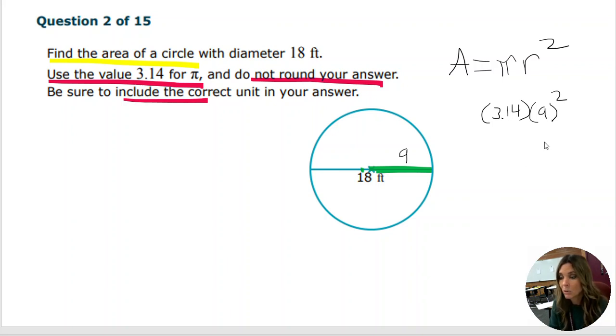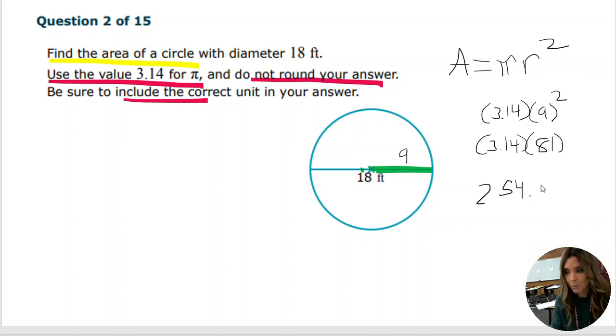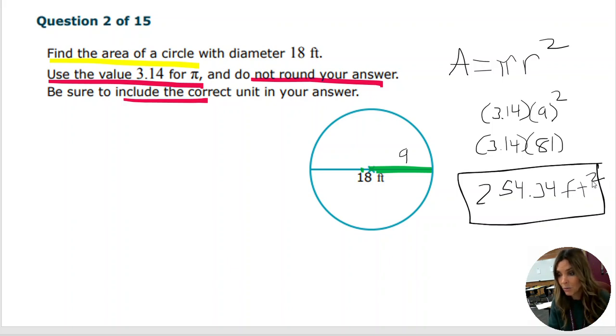So 9 squared, that's 9 times itself twice. 9 times 9 is 81. And then we're going to multiply that with 3.14. So I'm going to grab my calculator. 81 times 3.14 is 254.34 feet squared. Whenever you do an area, it's always whatever your units are squared.